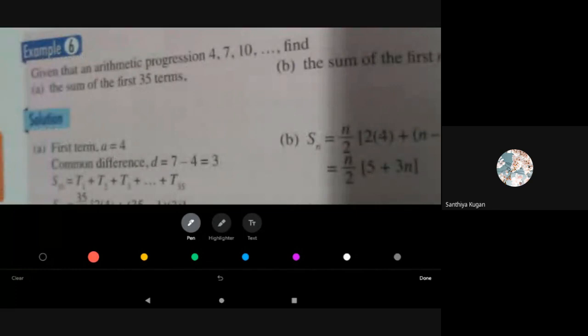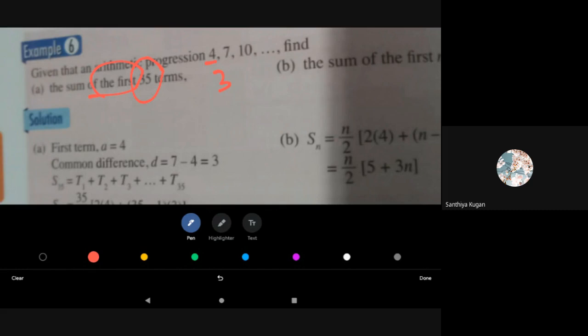Okay, so look at example 6. Given the arithmetic progression 4, 7, 10. Okay, so we have a, we have to find d. d, 7 minus 4 is 3. Then we want to find the sum of the first 35 terms. This word, the first 35 terms, we will discuss later. So we have all the values a, n, and d.